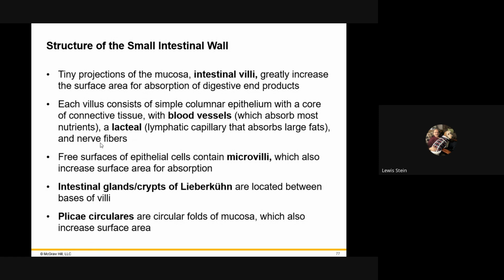And if you imagine this is like a little crypt. So here's my finger, and going down below the level, these little indentations are called crypts. The fancy name was crypts of Lieberkühn. They're really intestinal glands. They are the most highly reproductive area in the alimentary canal. Those cells are being replaced faster than anywhere else in your body.